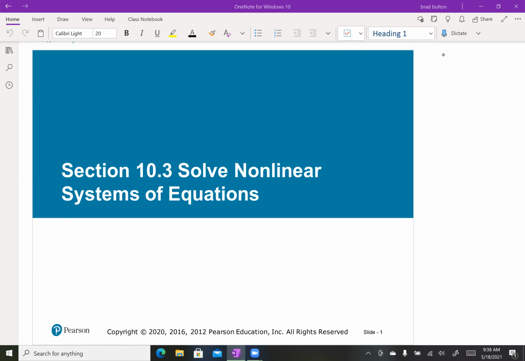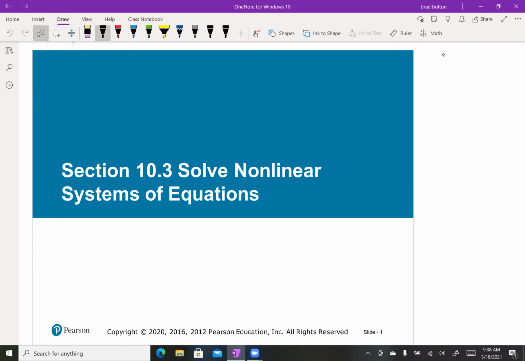Okay, you guys, so we're going to cover 10.3, solving linear systems of equations. This will feel very similar to something you did in a previous math class where you had to solve a system of equations with lines, or a linear system of equations.